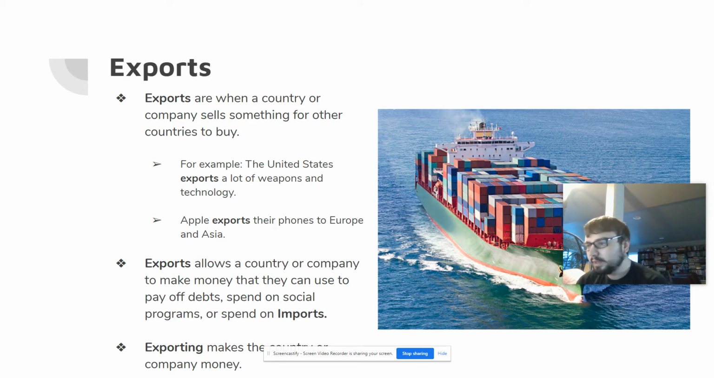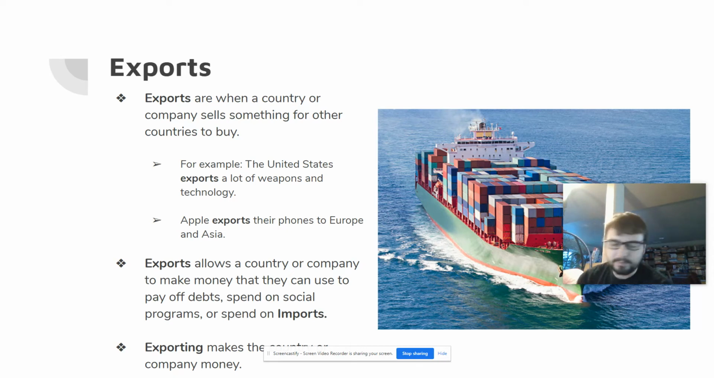The United States exports a lot of weapons and technology, particularly to our friends overseas. We send them lots of our military advancements, whether that be fighter jets or specific types of new weapons, things like that. Lots of technology. We help out other countries, but we'll sell them some of those military advancements that we have.